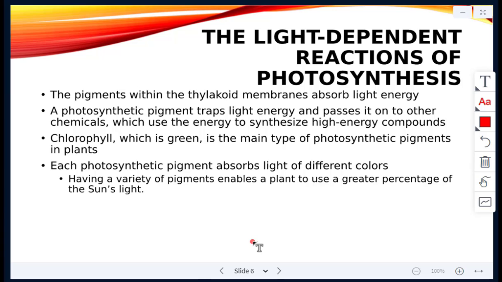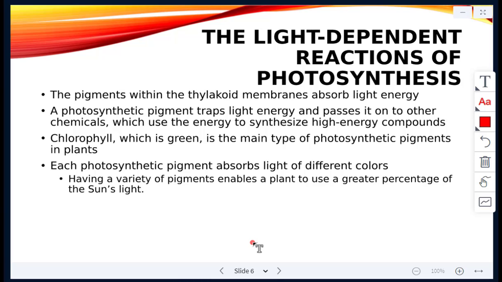Okay, so we're going to start looking at the light-dependent reactions of photosynthesis. So the pigments within the thylakoid membranes, they're going to absorb the light energy. A photosynthetic pigment will trap the light energy and it's going to pass it on to other chemicals, which will use the energy to synthesize high energy compounds.